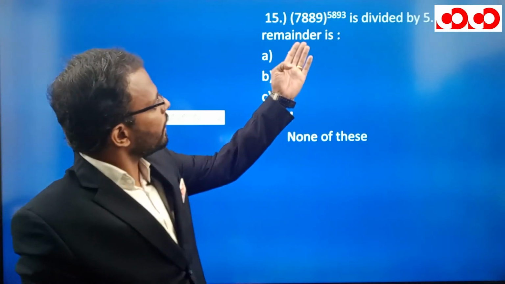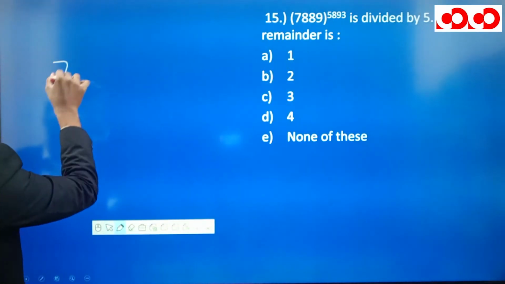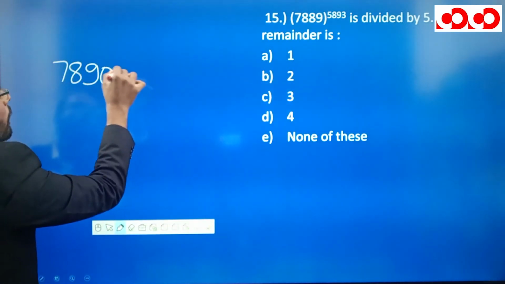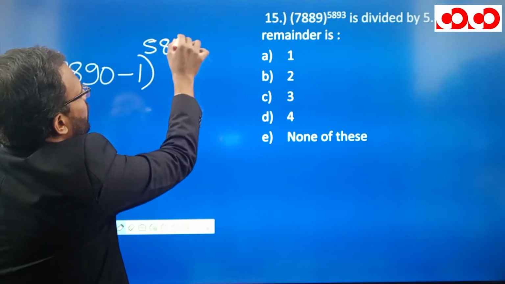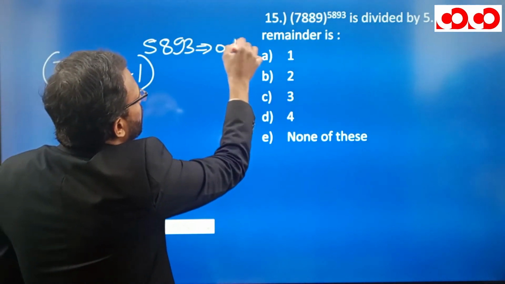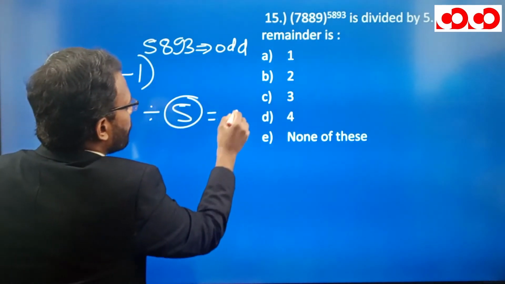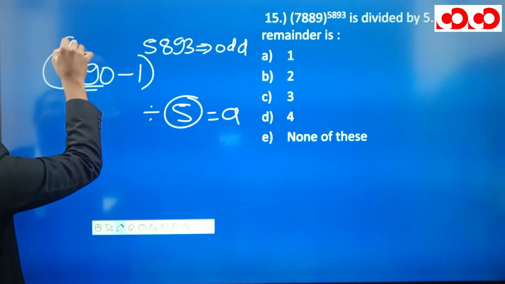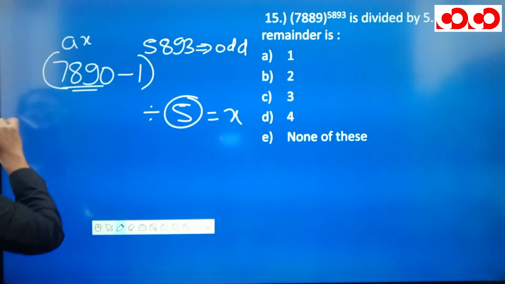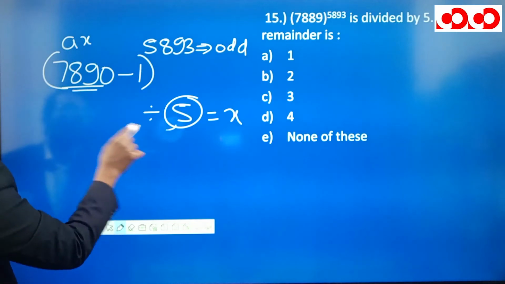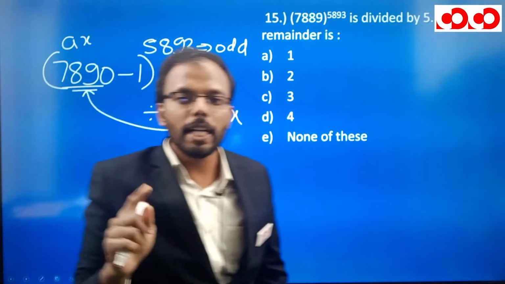Here is that question. Can we write this in the form of ax minus 1? Of course. See, we can write this number as (7890 − 1) whole to the power of 5893, which is an odd number. And what are we dividing with? We are dividing it by 5. So this is my a, and this number is in the form of ax, or whatever number you are putting. This is my x. And we are dividing it by ax, because see, this is a multiple of 5 or not. 5 multiplied by something will be this number. So the remainder is going to be minus 1.